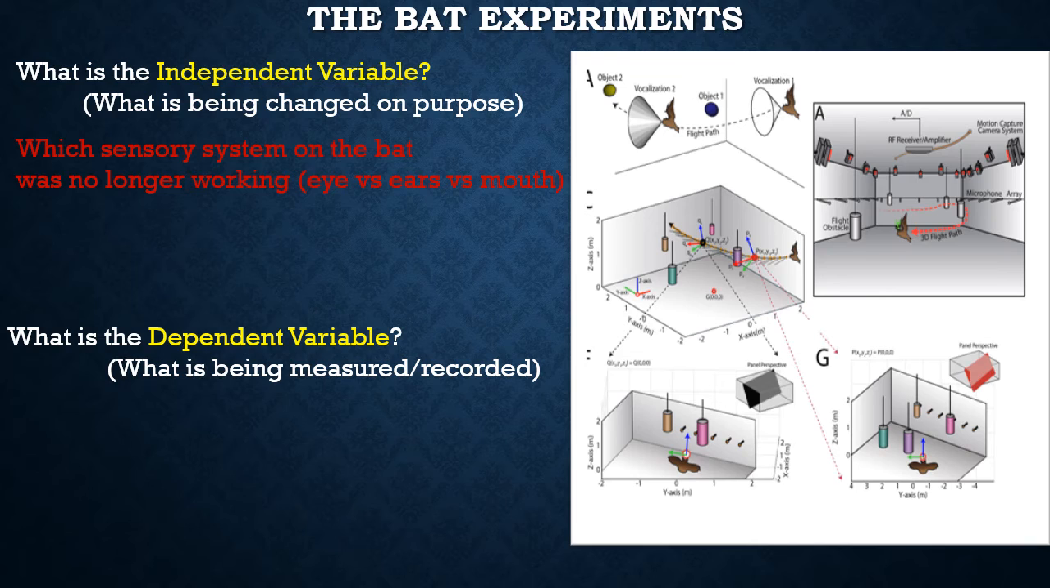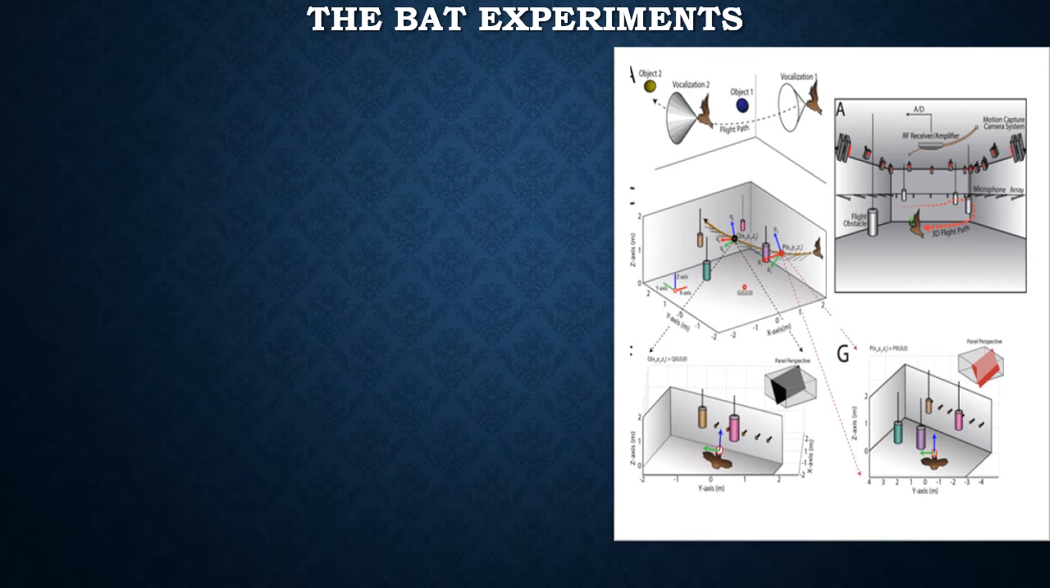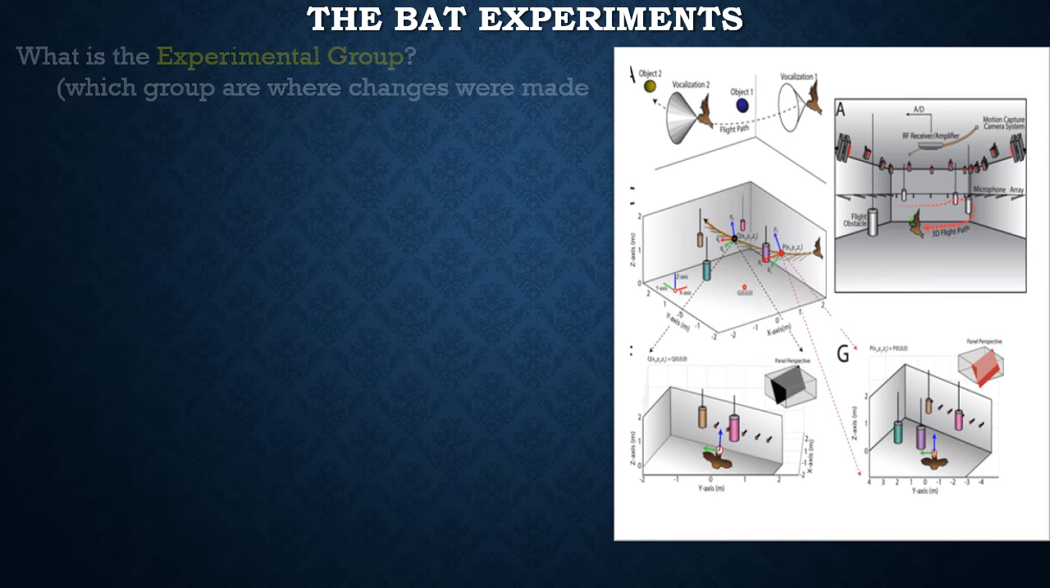The next most obvious question, what's the dependent variable? Well, what were they measuring? In this case, they had video footage as proof of this, but a very simple measurement to get out of this was simply the number of collisions that the bats had with either the walls or the obstacles or landing areas. Wherever they were trying to go, how many collisions did the bat have in a given time frame?